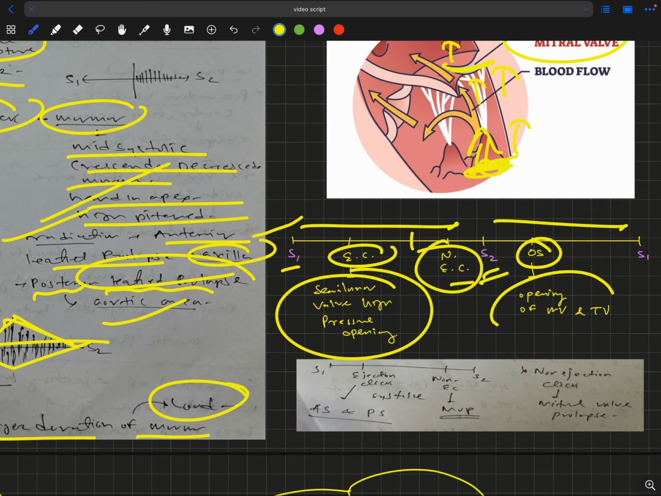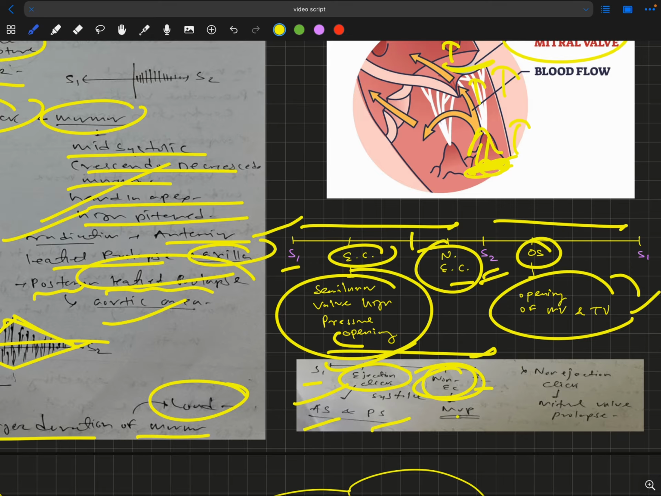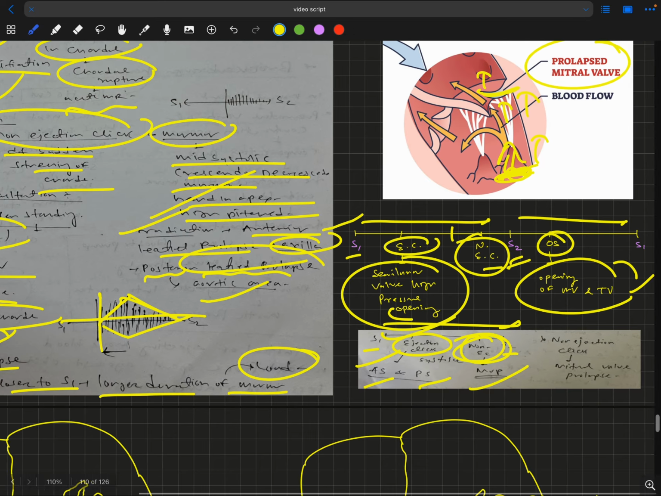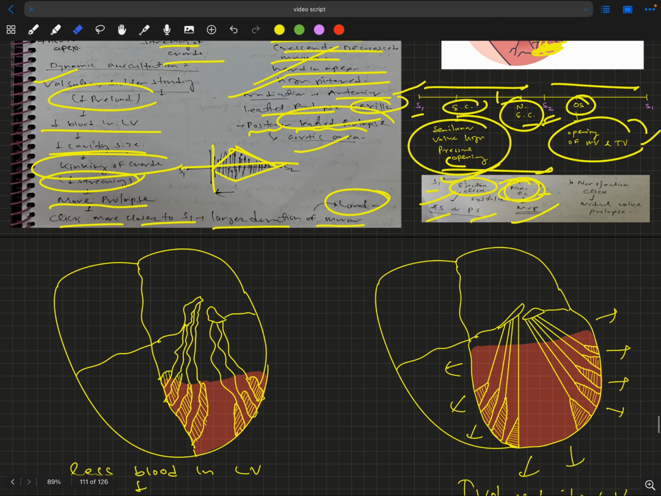After S2 there is the opening snap, which is due to opening of the mitral and tricuspid valves. So between S1 and S2, during systole, we have the ejection click and the non-ejection click. Ejection click is due to high pressure opening of the aortic and pulmonary valves. It is heard in AS and PS, and the non-ejection or mid-systolic click is heard in mitral valve prolapse. So let's discuss the dynamic auscultation part.